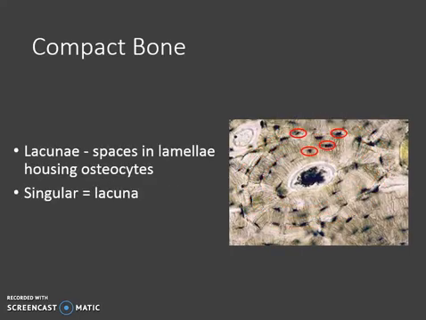Lacunae, we talked about these a little bit when we talked about osteocytes. Osteocytes are cells that are separated from each other by extracellular matrix. But each cell is located in its own little space called a lacuna. Lacunae is plural, meaning multiple lacuna, and singular is just lacuna.